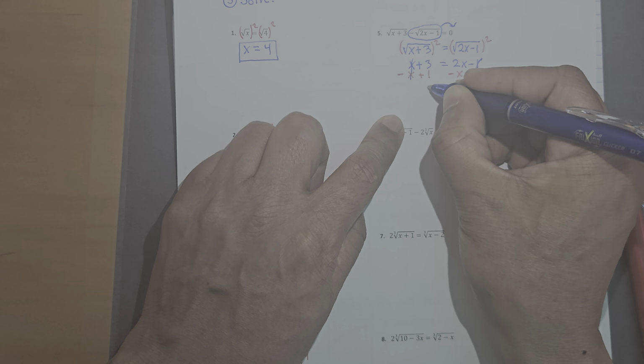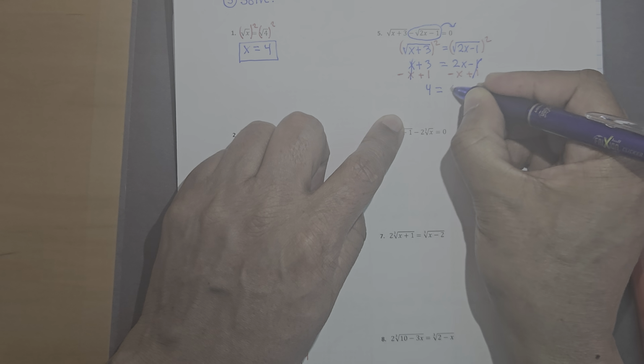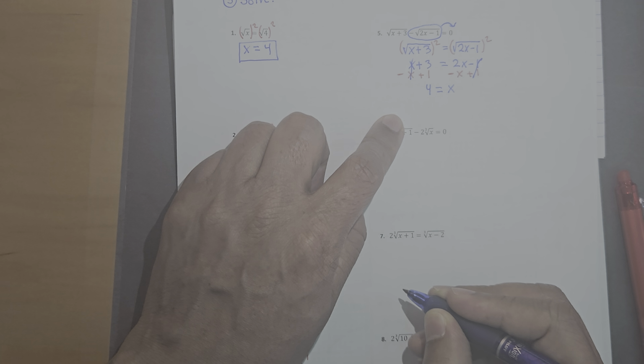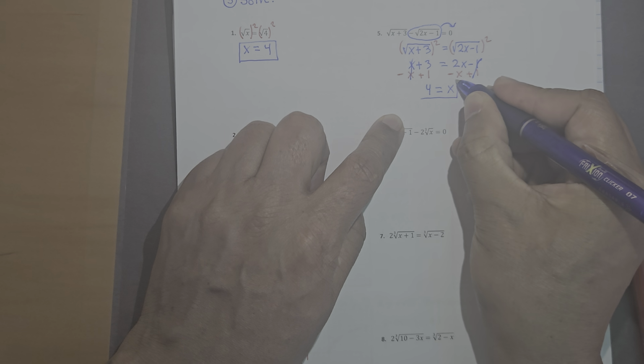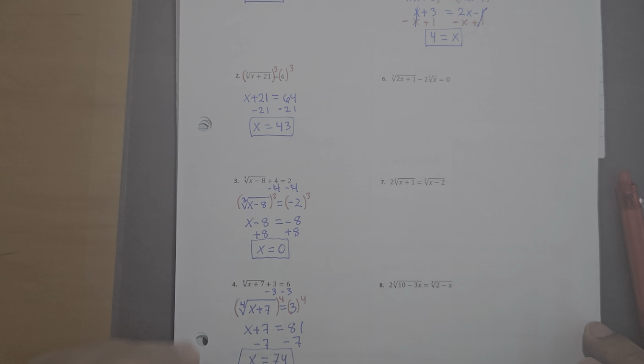But now we're adding it here, so this 3 becomes a 4. And that is equal to 2x minus 1x, just x, which means x equals 4. 4 equals x means the same thing. So that is the solution to example number 5.